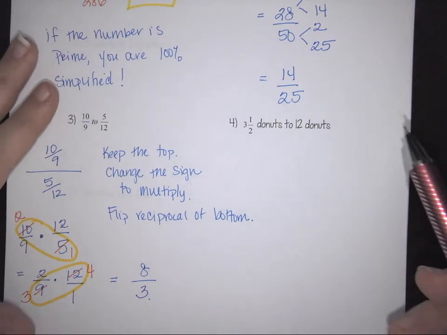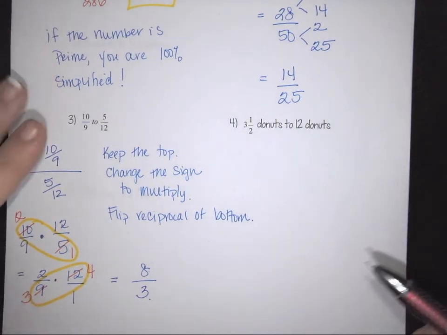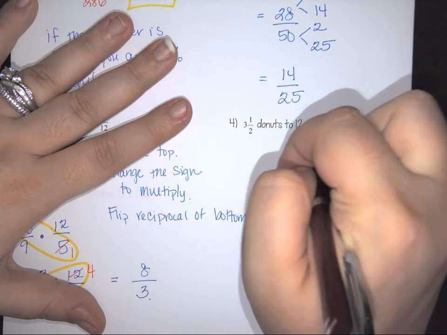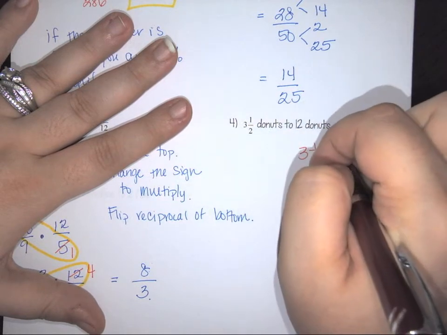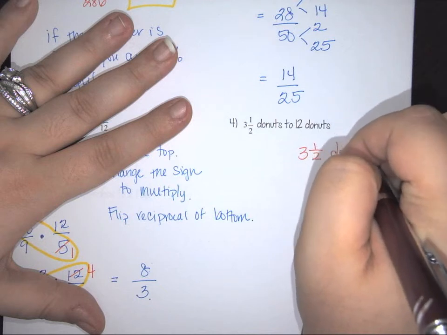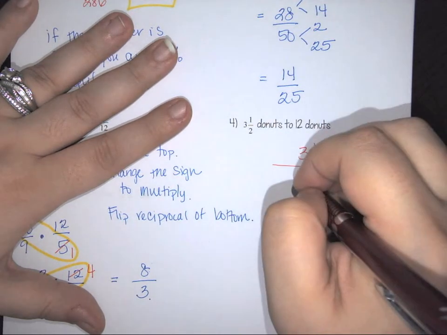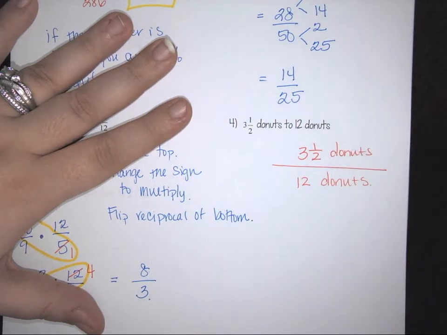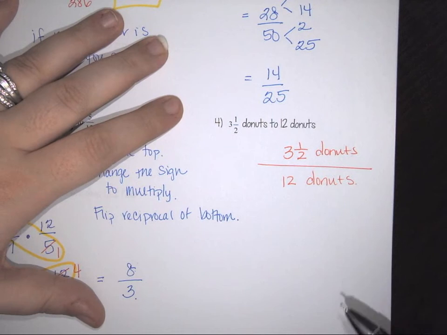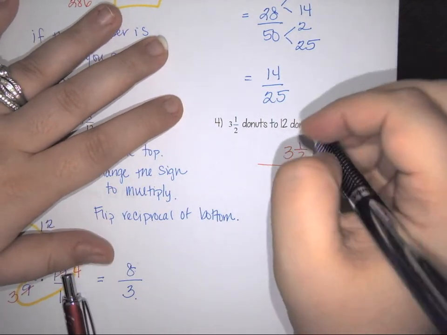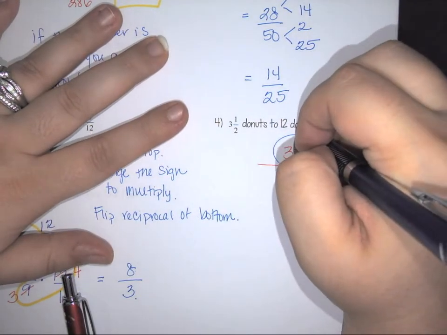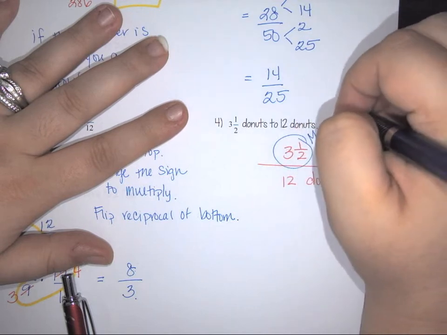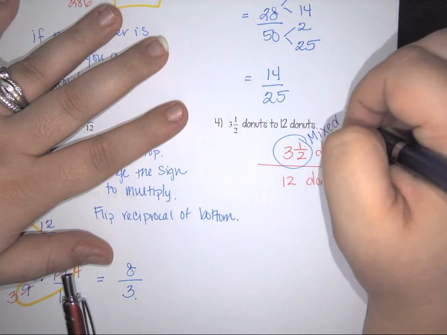Now in this case, I have donuts to donuts. So this is going to be 3 1/2 donuts to 12 donuts. Now the first thing that has to happen is that this 3 1/2 needs to go from mixed to improper.